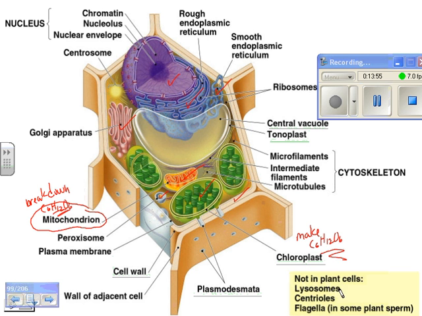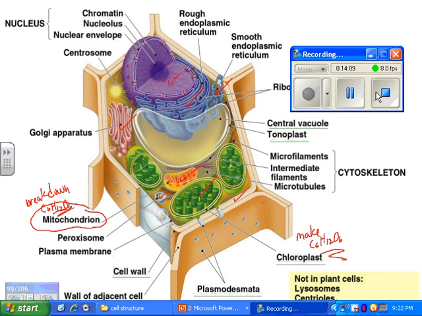Things that are not in plant cells: lysosomes, centrioles, and flagella, except for some plant sperm. I think the mosses and stuff like that will sometimes have plant sperm. And a new interesting fun fact for the day. All right, I think that's it for now.